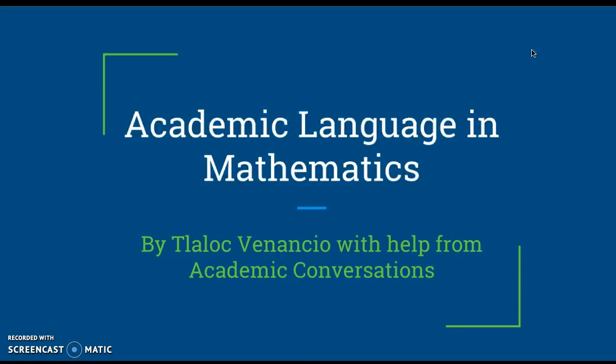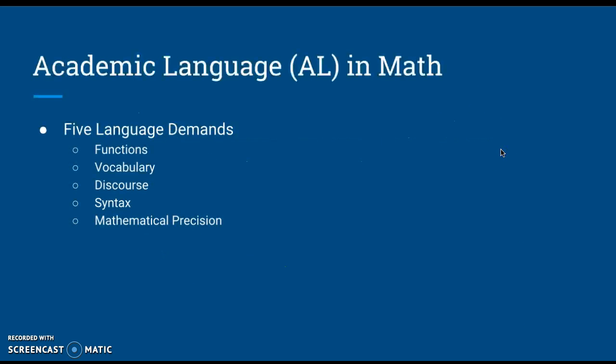Hello, this is Tlaloc Venancio, and I am going to talk to you about academic language in mathematics with a little help from Academic Conversations, the book that we are reading in the class. So, number one, academic language in math has 5 language demands: function, vocabulary, discourse, syntax, and mathematical precision.